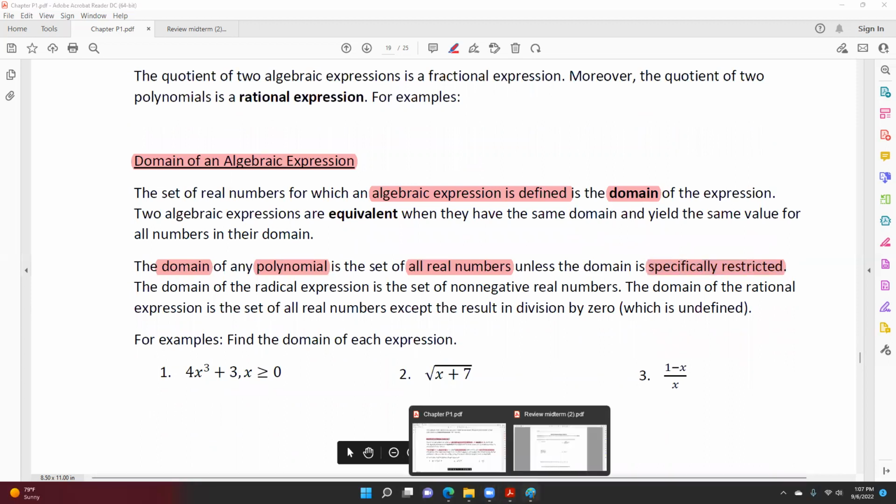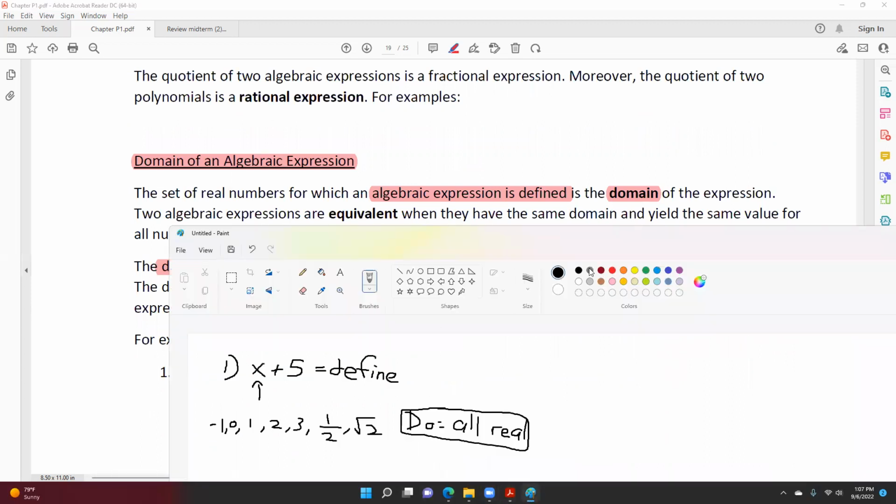This is considered a polynomial, so the domain is always all real numbers. Another example of a polynomial here is x to the fourth minus 3x squared plus, let's say, 2x minus 10.